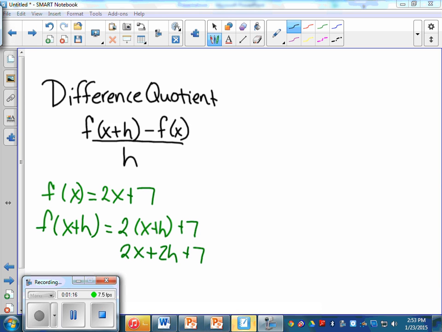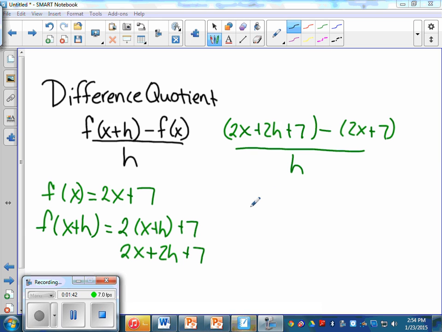So now I can do the difference quotient. I have to do f of x plus h minus f of x and divide by h. So it's 2x plus 2h plus 7, minus f of x, which is 2x plus 7, divided by h. And that's where now it's where your algebra skills come in. You just have to simplify this.